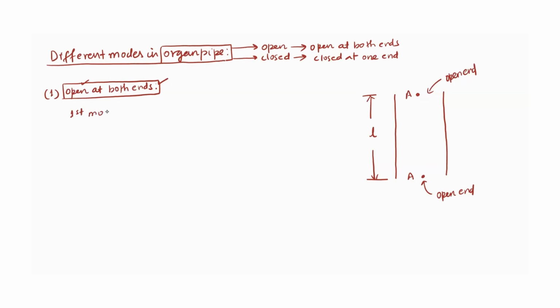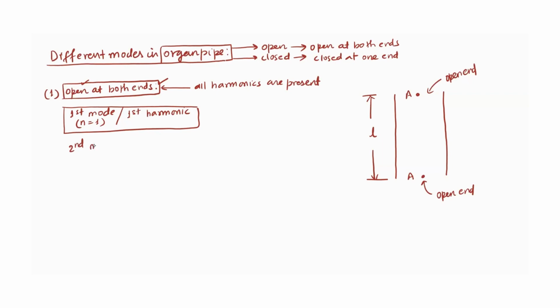First mode, for first mode n equals 1, and first mode corresponds to first harmonic. Okay, and we need to note that in open organ pipe all harmonics are present. So this is very important. Okay, so we have this.